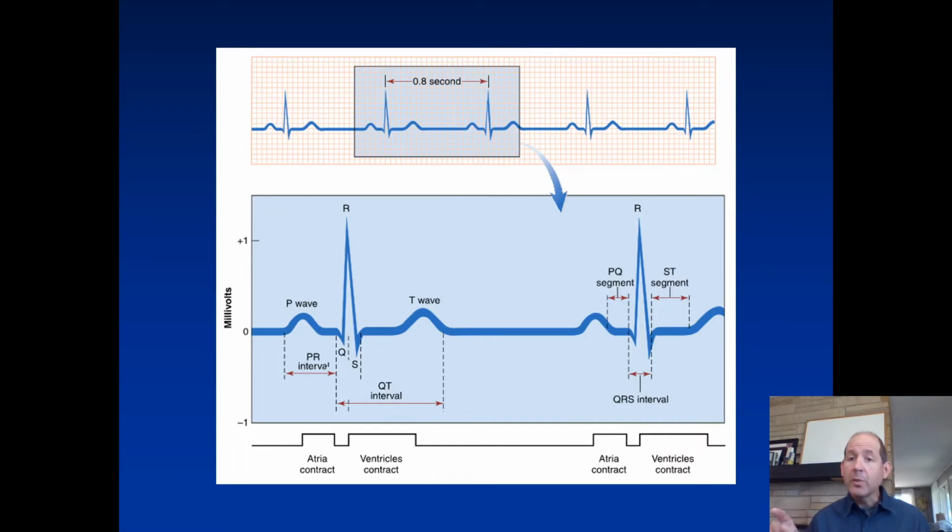You would see no P wave before the QRS complex because the impulse is starting in the ventricles. So, the QRS interval might be longer in a bundle branch block or in a PVC.